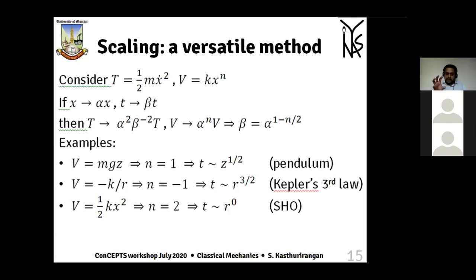So this particular approach gives you a very, very wide-ranging tool to find out relations between, in this particular case, I have illustrated the relation between time scales and distance scales for a given problem. If the distance scales by this much amount, how to get the time scale?